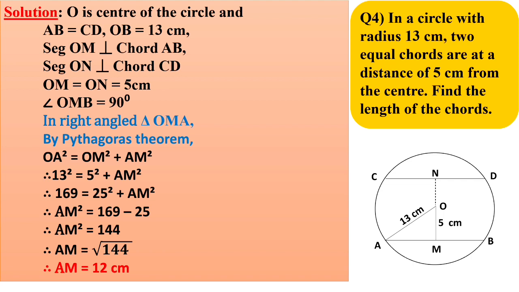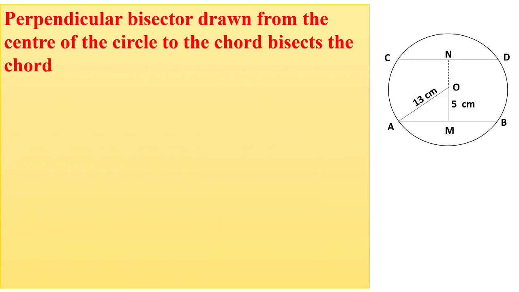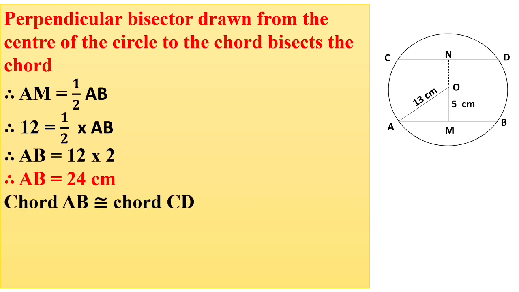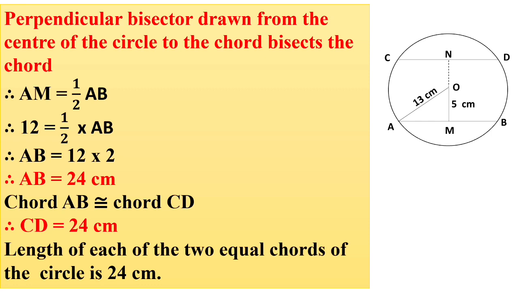So AB equals, as we know, the perpendicular drawn from the center of the circle to its chord bisects the chord. So AM is half of AB. The value of AM is how much? 12. So the 2 will go to the left side and become multiply, so 12 times 2 is 24. Or we can do it like this also: AB equals 2 times AM. So 2 multiplied by 12 we get 24 centimeter. Chord AB is equal to chord CD. Therefore CD is also 24 centimeter. Understood? The length of each of the two equal chords of the circle is 24 centimeter.